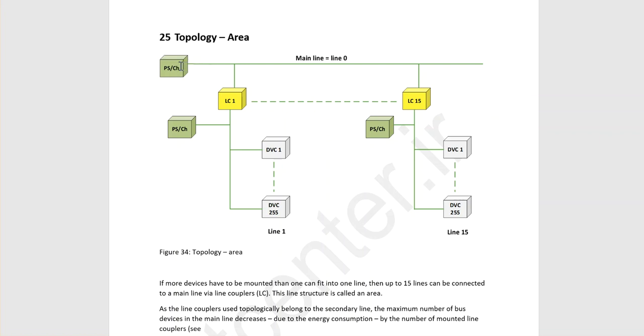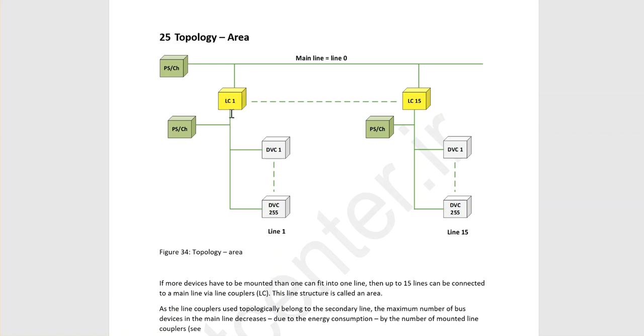Each area has the main line. The main line has its own power supply unit. Why? Because the line coupler gets its power supply from the primary line, the upside line, the north line, okay? And communicates with each line through the secondary line.